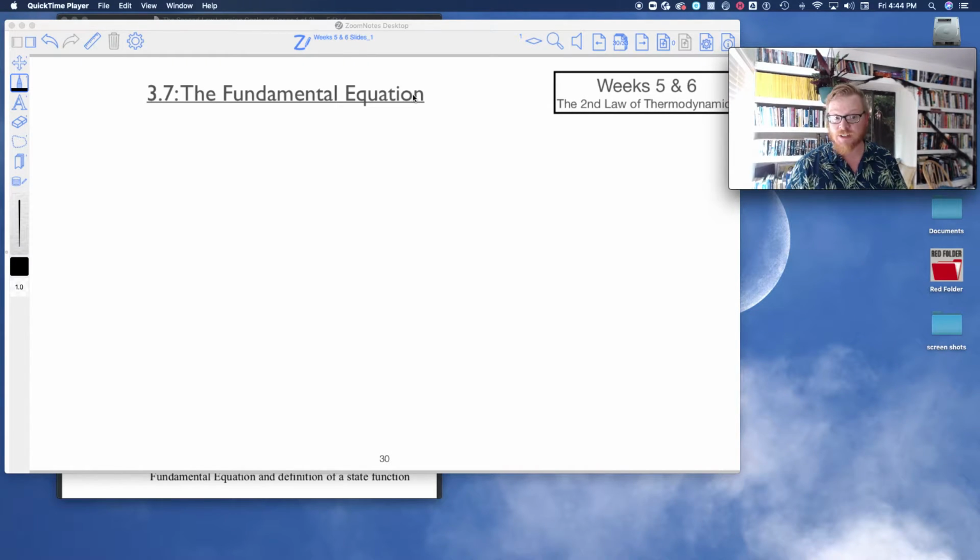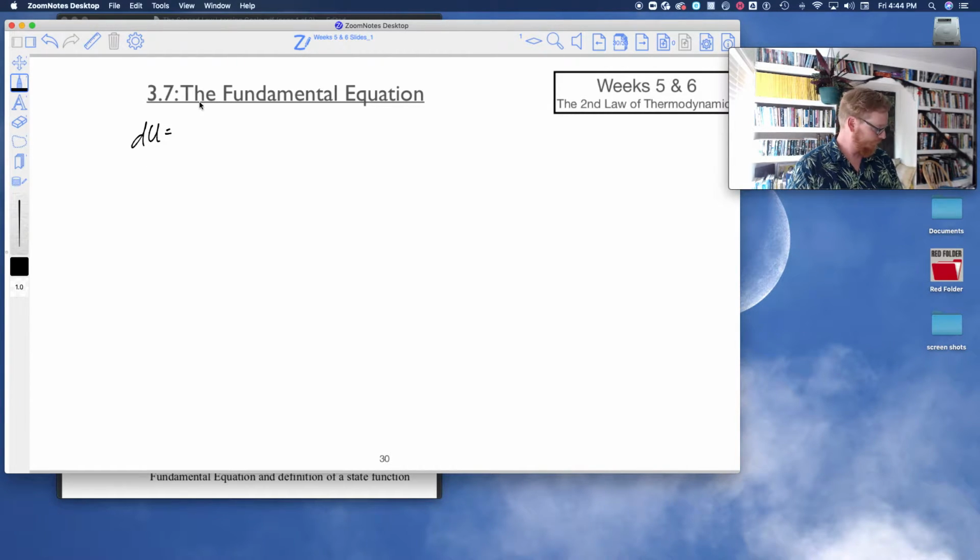So what is the fundamental equation? Well, first I'm going to start by writing the first law. dU equals dq plus dw. Okay, that's our first law.